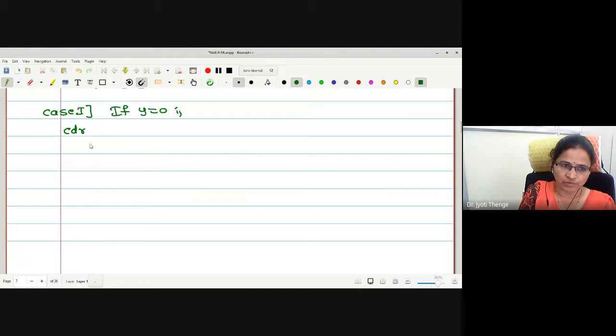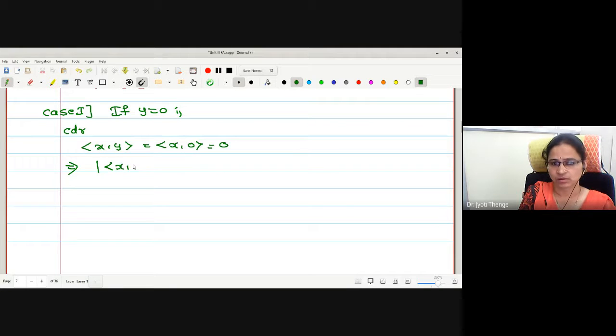Consider inner product of x with y, which is actually inner product of x with 0, right now. What is the inner product of x with 0 according to the previous property? This is 0. Right. What about the modulus then? This is also 0. And what about the value norm x into norm y for y equals to 0? This is 0. Therefore, this left hand side is equals to right hand side.